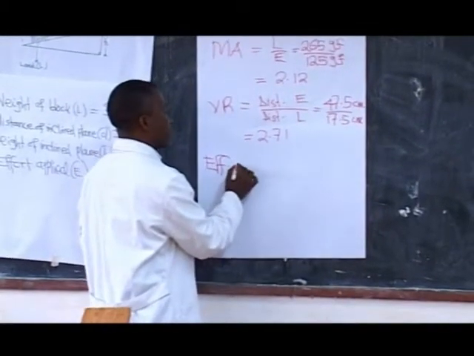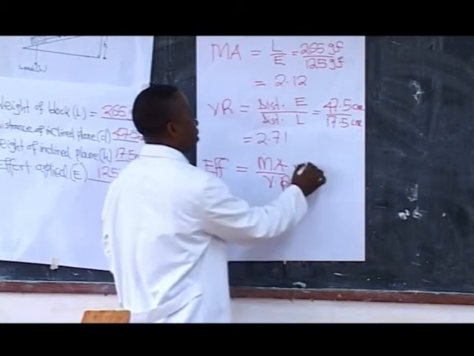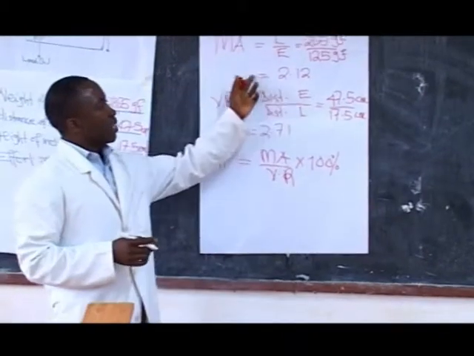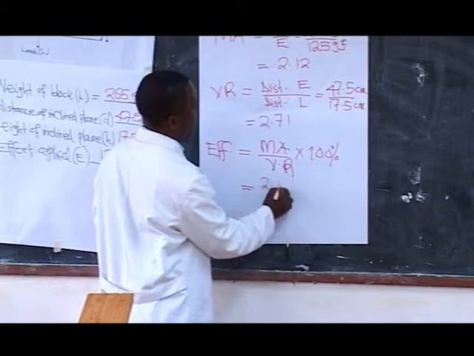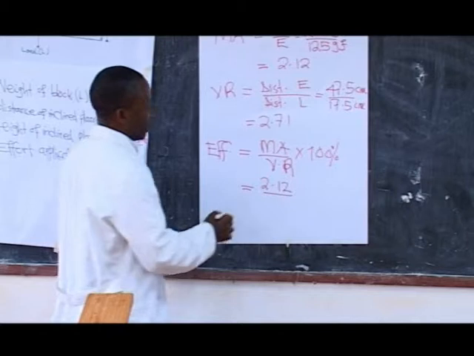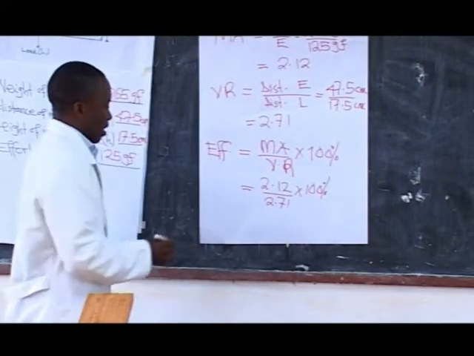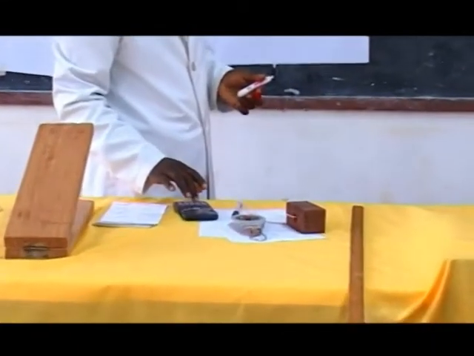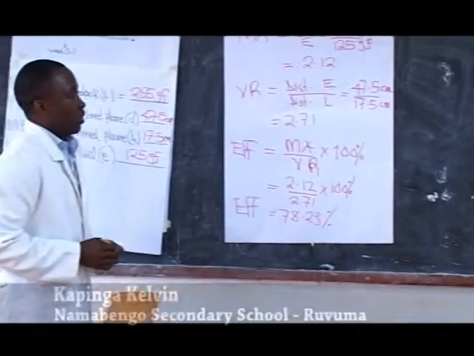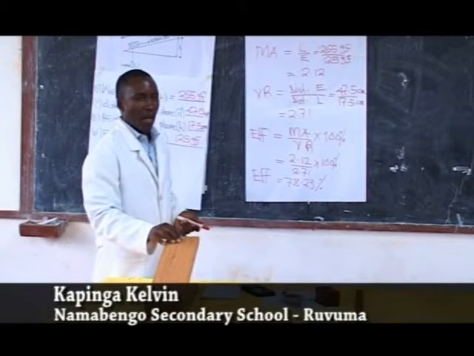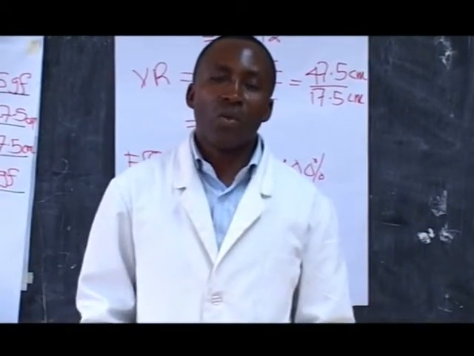Efficiency of a machine is the ratio of mechanical advantage over velocity ratio, and normally this ratio is expressed in percentage. So using the data, the efficiency of the machine will be 2.12 divided by 2.71 times 100%. And this will give you 78.23%. So you can say the efficiency of this machine, the inclined plane, is 78.23%. Based on this experiment, what misconceptions do you think students had?